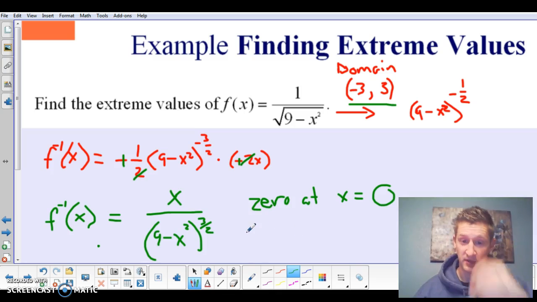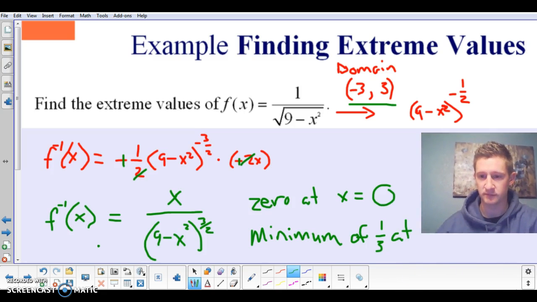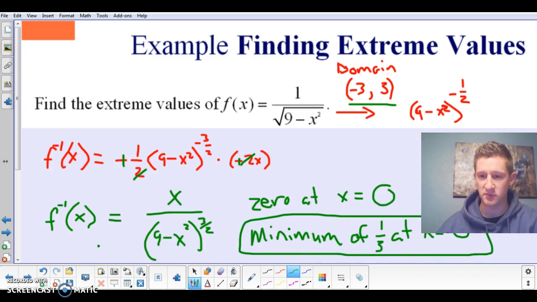So what do I get if I plug in 0? That'd be the only thing to figure out. I know it's going to be a minimum. There's nothing else that's higher than that. So I just need to know the output. I'm going to have a minimum of, plug in 0. 9 minus 0 is 9. The square root of that is 3. So 1/3 is going to be our minimum. And that occurs at x equals 0. No maxima to speak of because, again, we have an open interval for a domain.